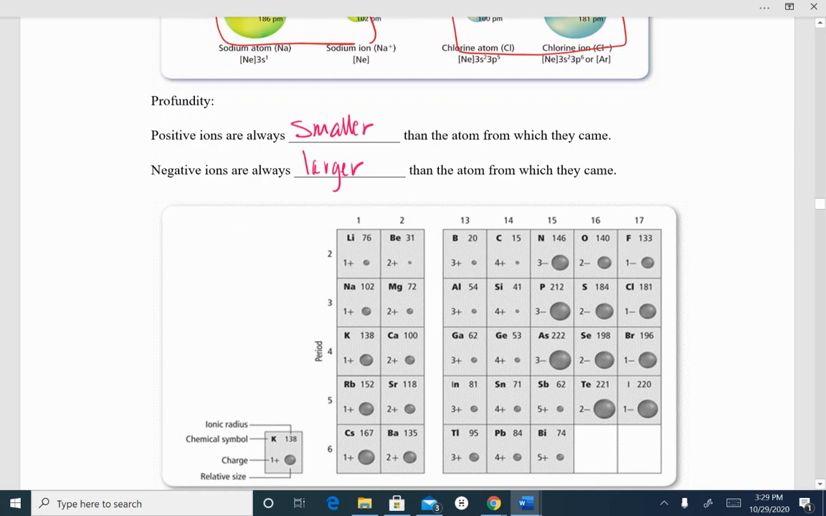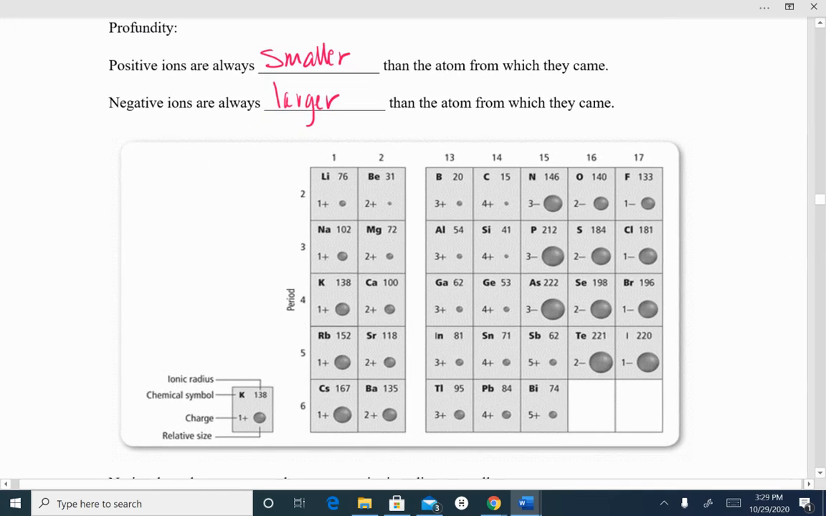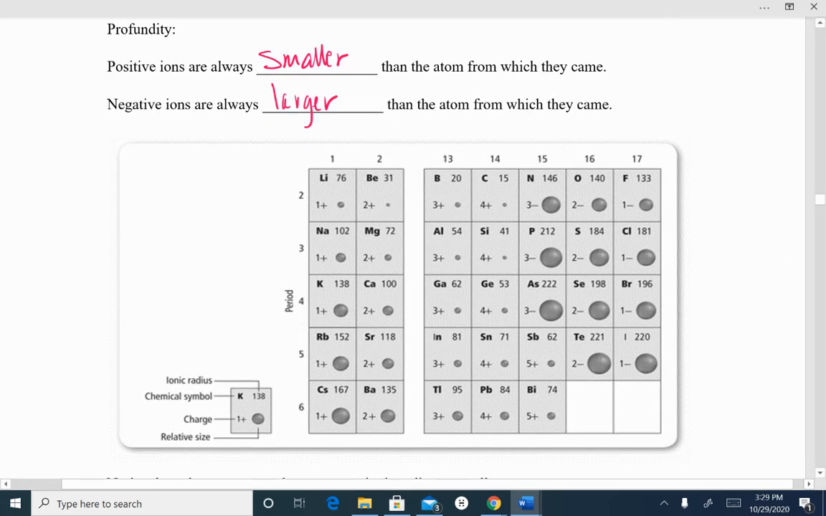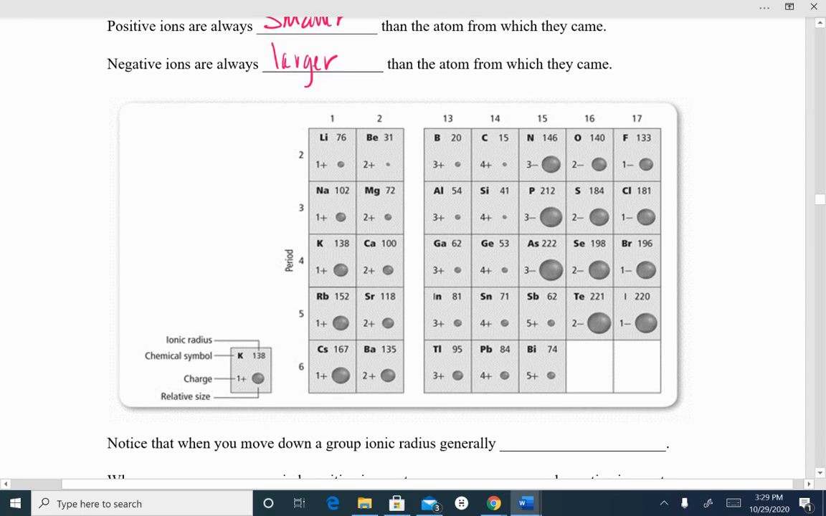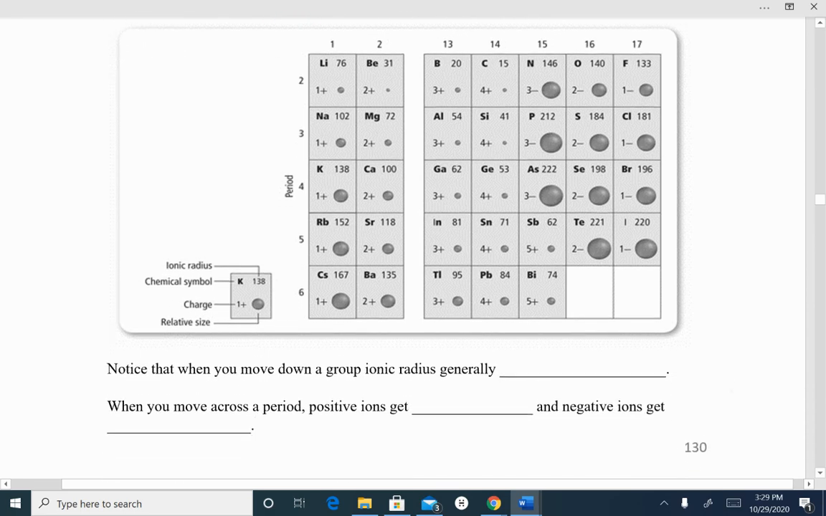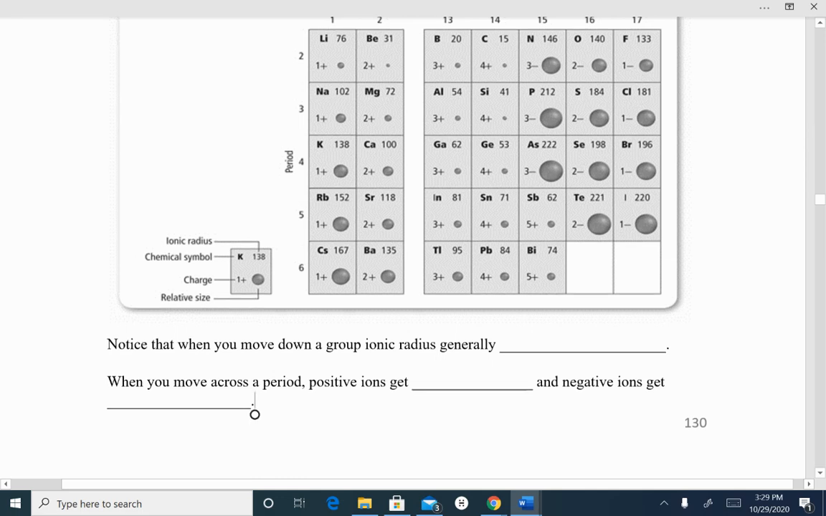We will talk about this more next time. Here's a periodic table with the trend on atoms. Notice that when you move down a group, ionic radius generally gets larger. And when you move across a period, positive ions get smaller, and negative ions also get smaller.